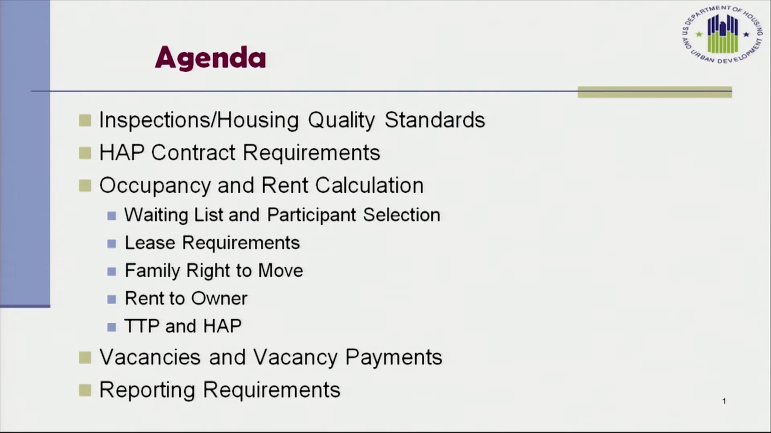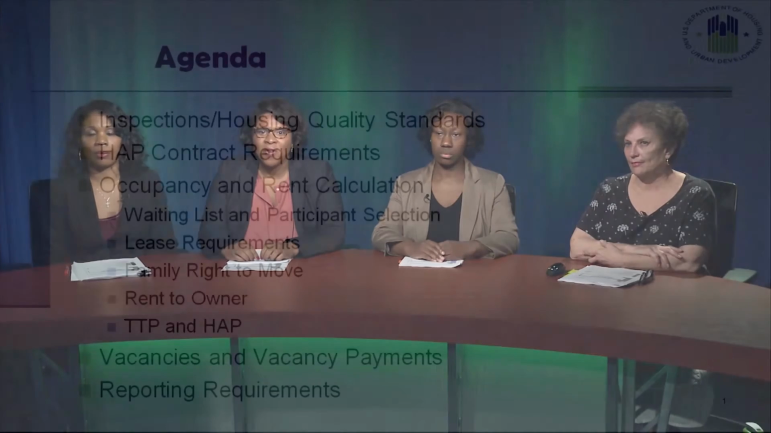Today's agenda is inspections, housing quality standards, the HAP Contract Requirements, occupancy and rent calculation, including waiting list and participation selection, lease requirements, family right to move, rent to owner, TTP and HAP, vacancies and vacancy payments, reporting requirements. Now on to Phyllis.